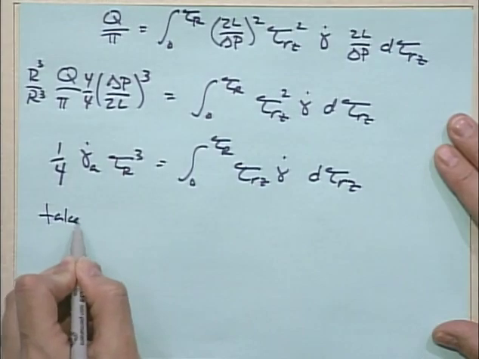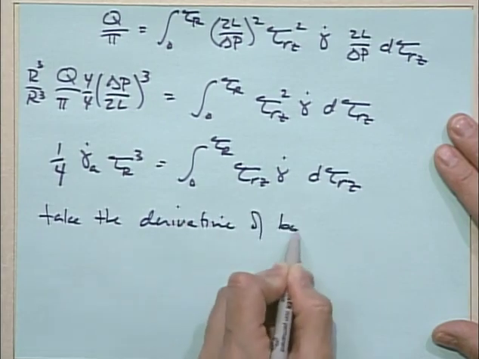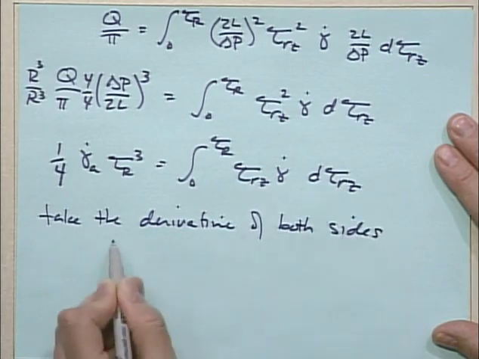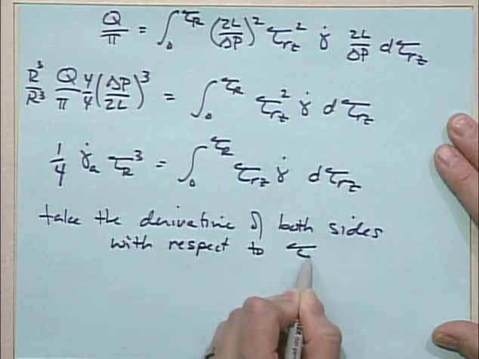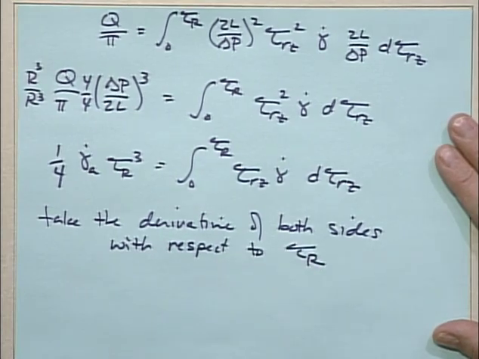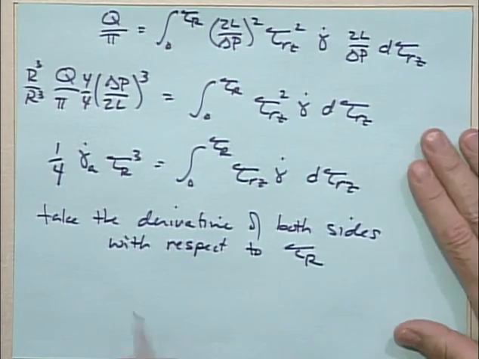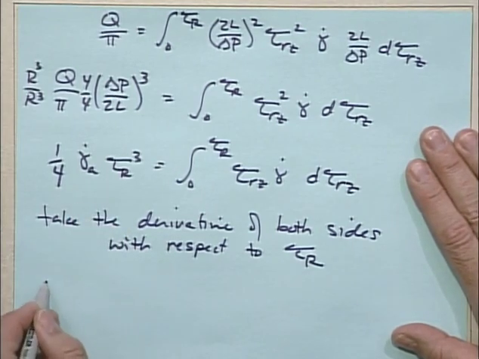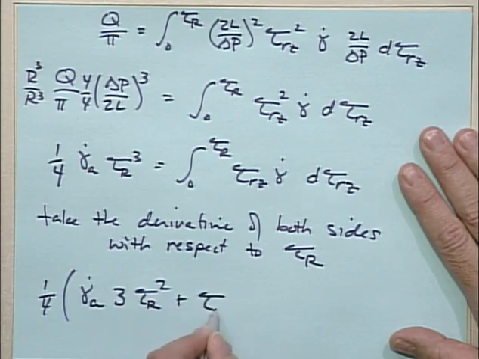Okay, so now we'll take the derivative of both sides with respect to tau R. The left-hand side is easy. The right-hand side requires Leibniz rule. Okay, so the left-hand side is a product rule. So we have 1/4 times the product rule. The first times the derivative of the second plus the second times the derivative of the first.